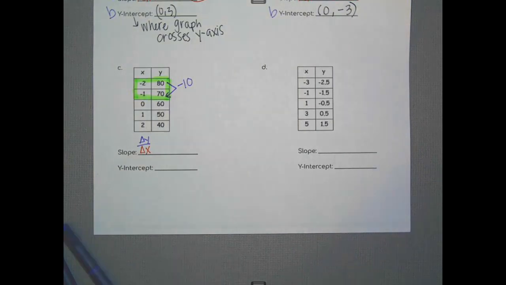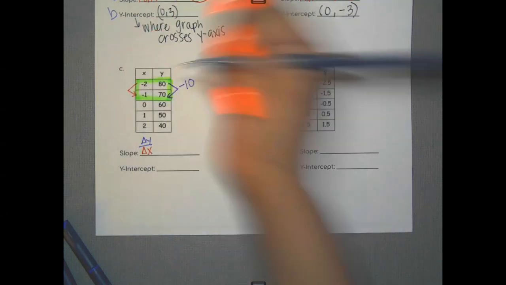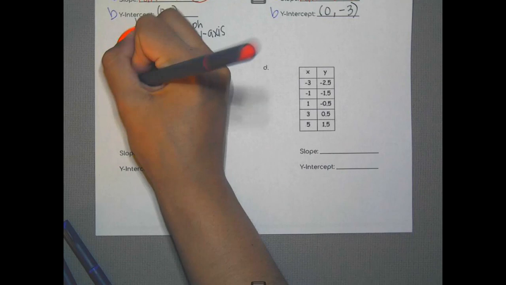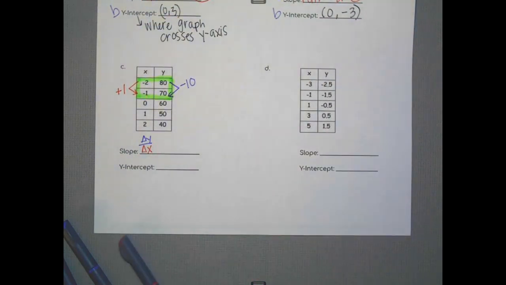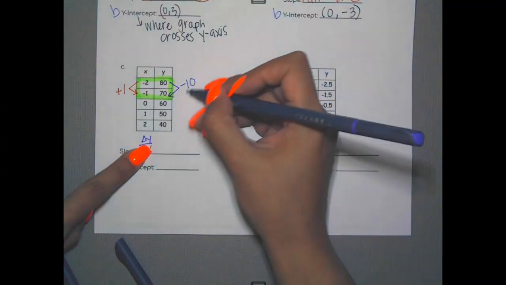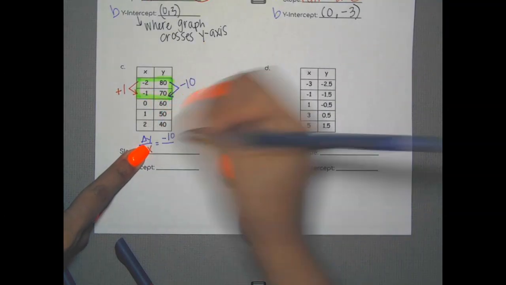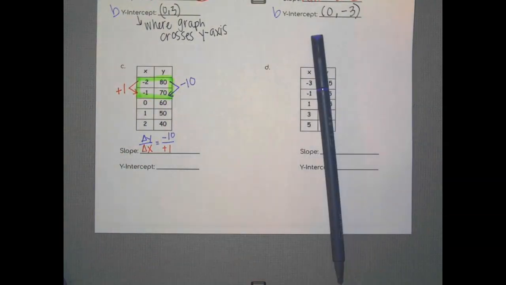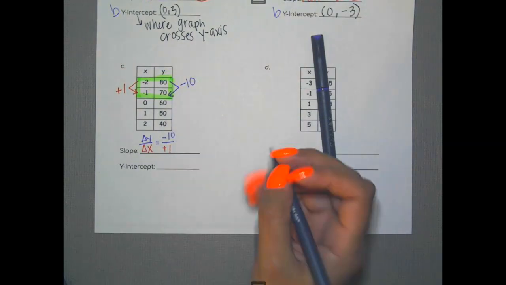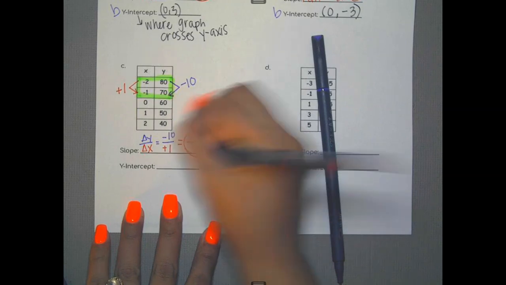So now I'm going to find my change in x, and to go from -2 to -1, I know that I added 1 there. So -2 plus 1 gives me -1. And I'm going to use those numbers to make my slope. So change in y, here's my y's, I did -10. And then change in x, I did +1. So when I type that into my calculator to simplify that, I would get a slope of -10 for this problem.